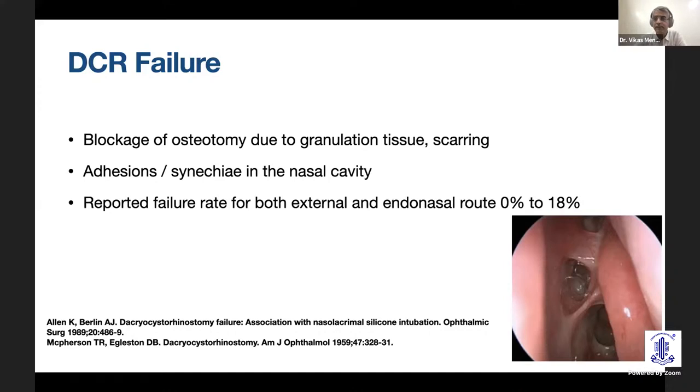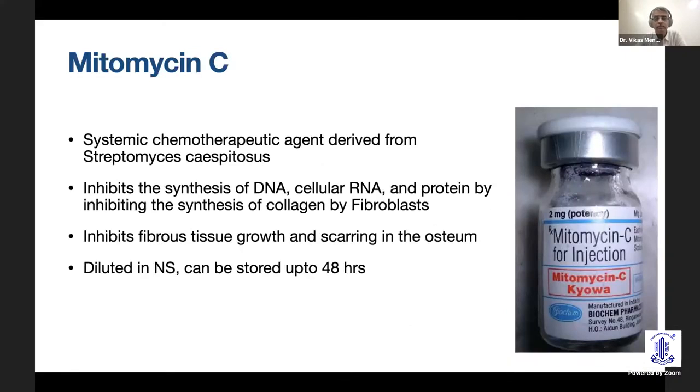And the reported failure rate has been documented to be about 0 to 18%, both external and endonasal route. Again, quoting from Javed and Akshay's work. So we all, as ophthalmologists, have been exposed to using Mitomycin C for a long time. We've seen our seniors and a lot of older glaucoma surgeons use it in trab for a long time. And nowadays, corneal surgeons are also frequently using it. And we have also now been using Mitomycin C for a long time in DCR.